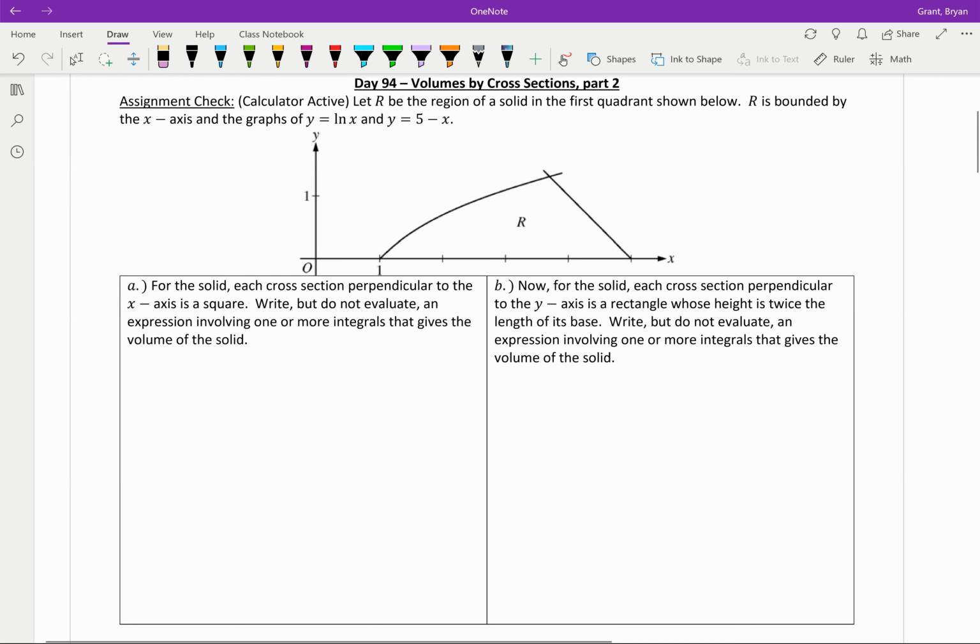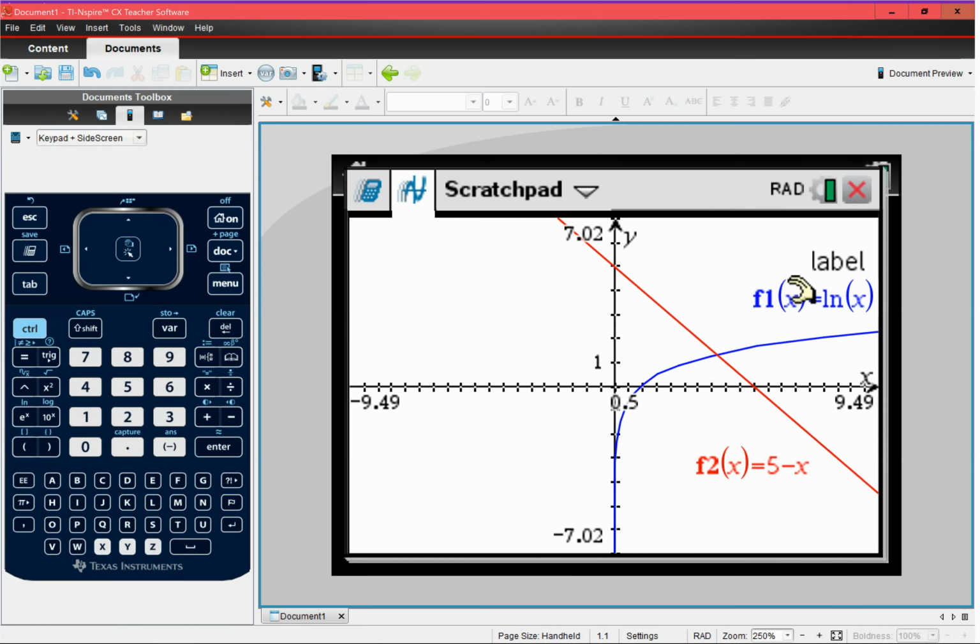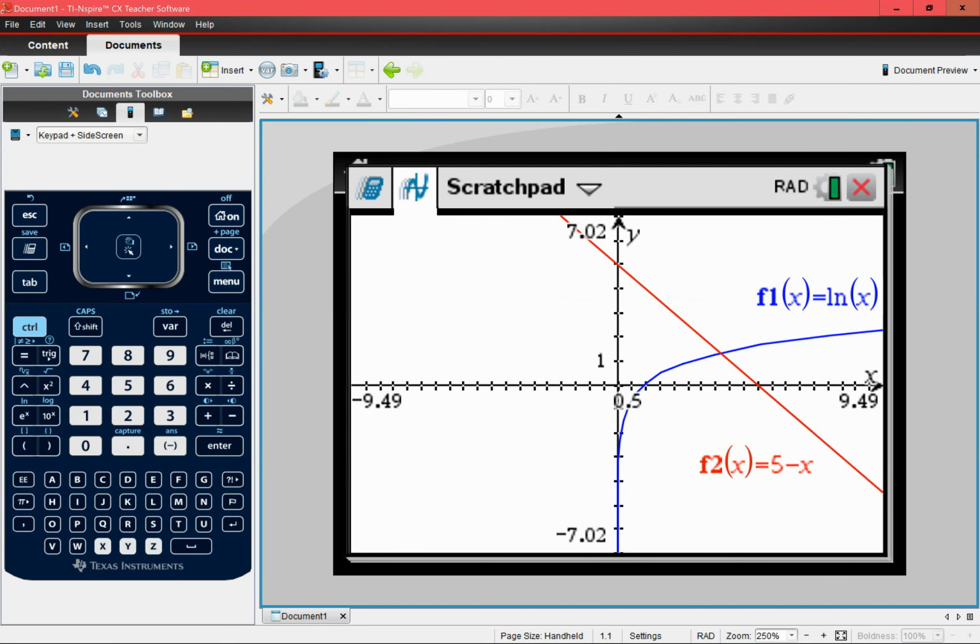All right. So you've already done the assignment check. Because it's calculator active, I skipped a couple steps to save some time here. I went ahead and graphed each of these functions. I have this first function, which I called f of x equals the natural log of x, and the second function over here, which is g of x equals 5 minus x. I've graphed those on my calculator already, and I'm pretty sure we're going to need the intersection point of the two.